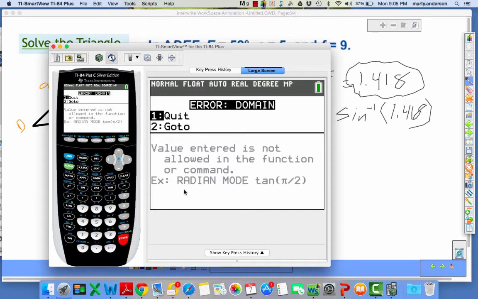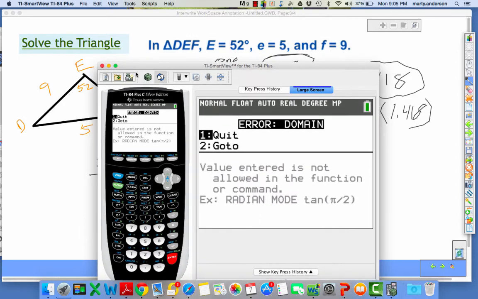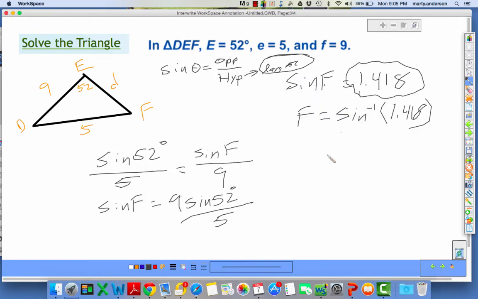Notice the newer versions even remind you, were you supposed to be in radian mode? That's what it's asking here. And we were dealing in degrees, so no. So this is no solution.